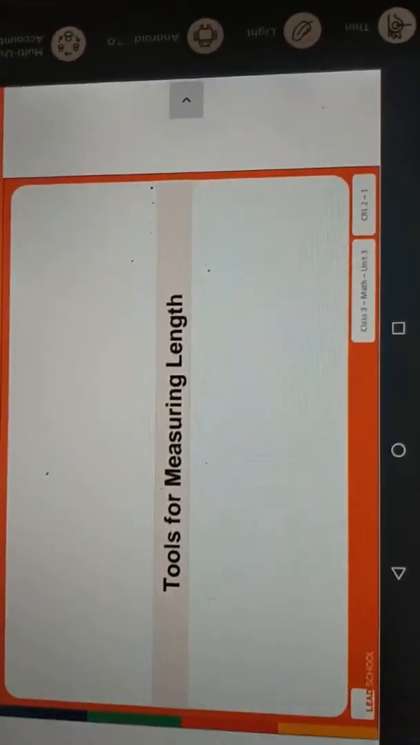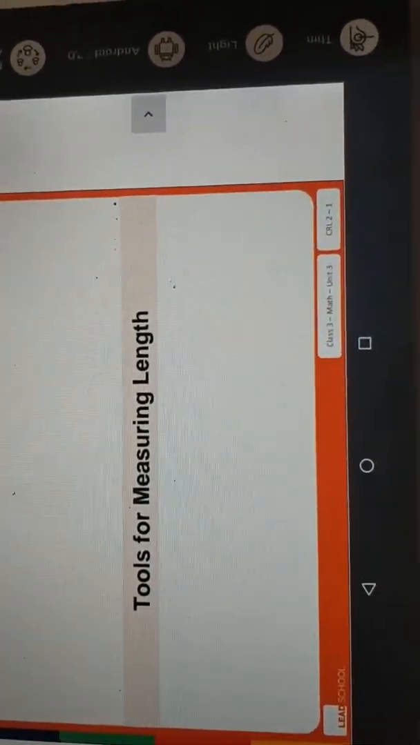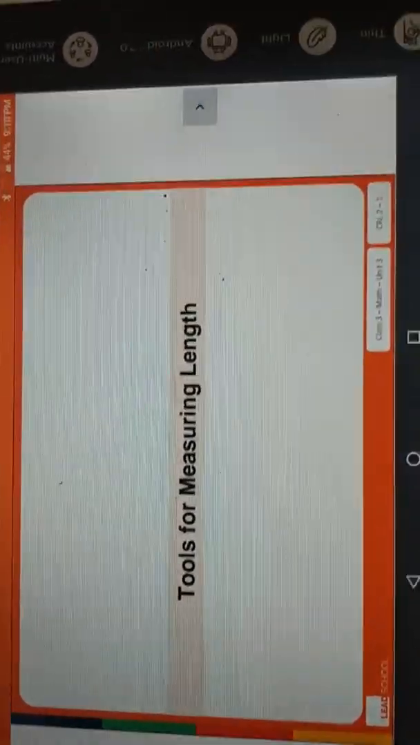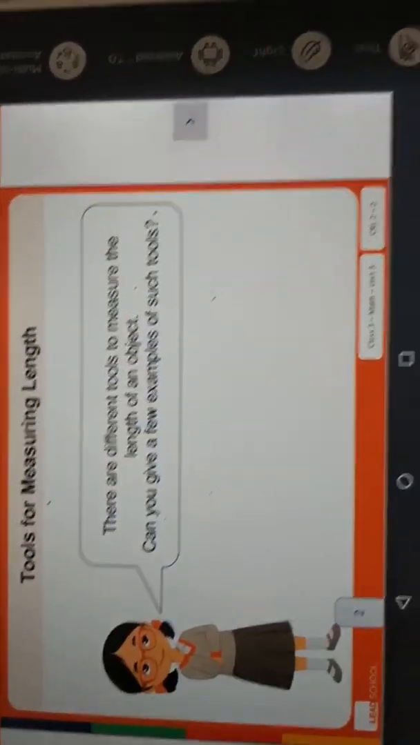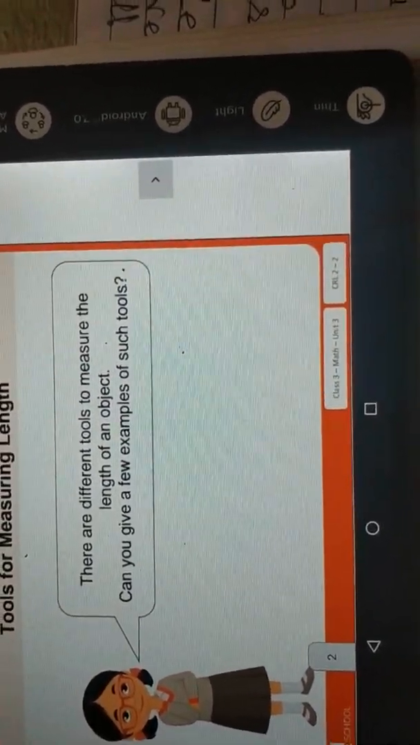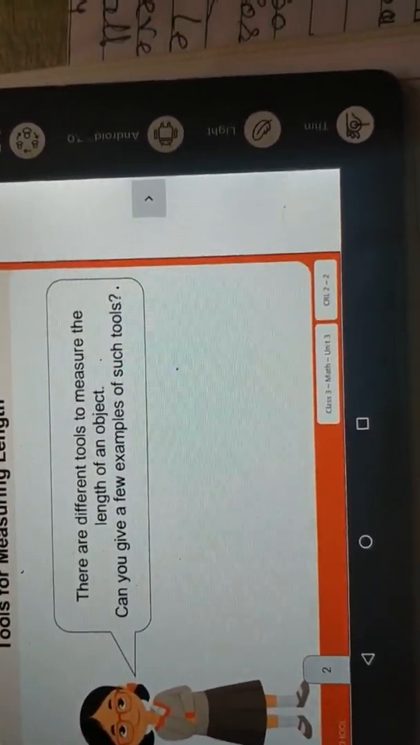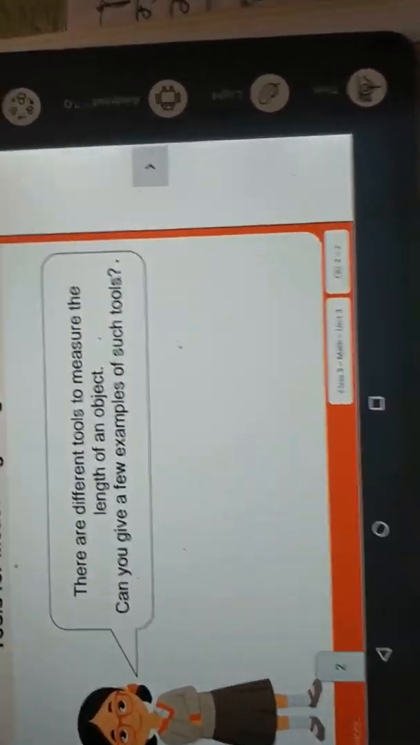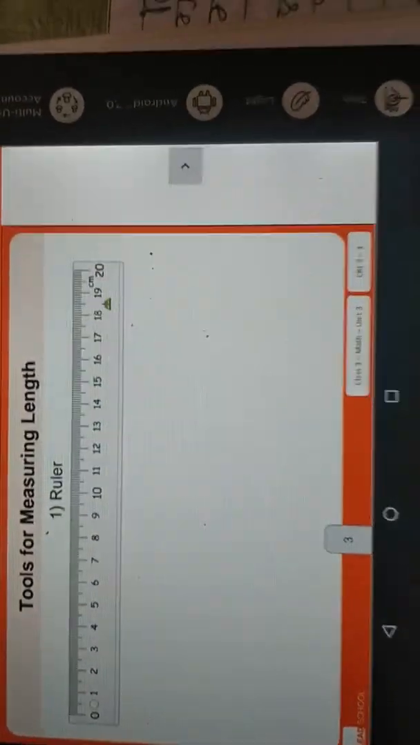So students, today we'll start tools for measuring length. So in unit number 3, tools of measuring length. There are different tools to measure the length of an object. Can you give me a few examples of such a tool? I'll give you a few examples.